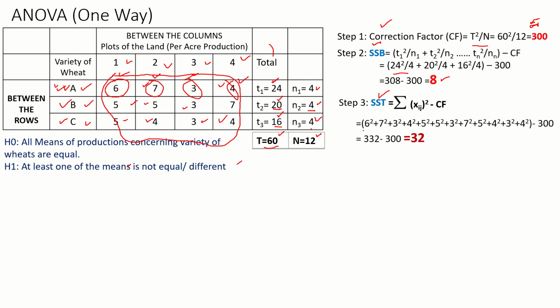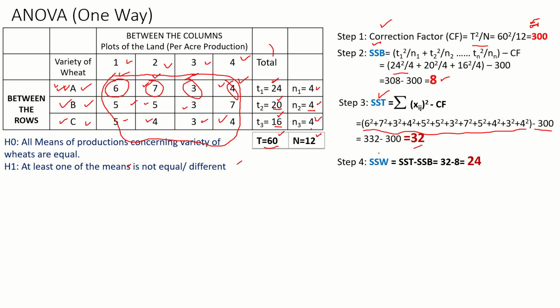Just you can see what we have done. All the values that are there in the table, we are squaring and summing, and finally we are deducting the correction factor, that is 300. So we are getting 32. This is the value that we are getting. So now we have got SSB, then SST, and we also have the correction factor.